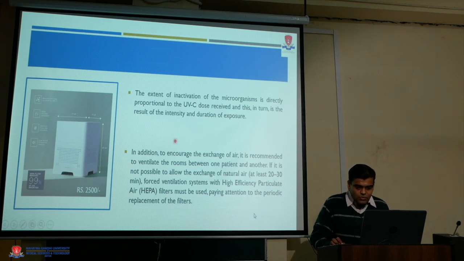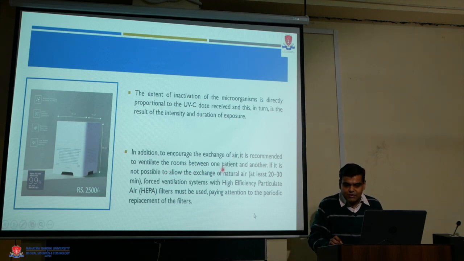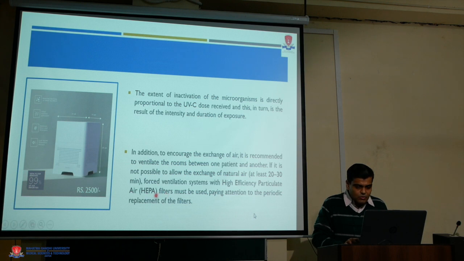In addition to UVC lights, to encourage the exchange of air, it is recommended to ventilate the room between one patient and another. If it is not possible to allow the exchange of natural air for at least 20 to 30 minutes, then a forced ventilation system with high air circulation, that is the HEPA, must be used, paying attention to the periodic replacement of the filters.